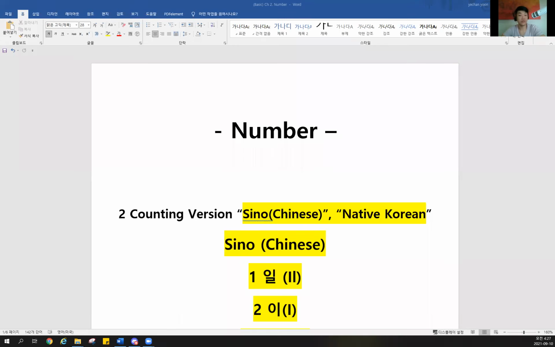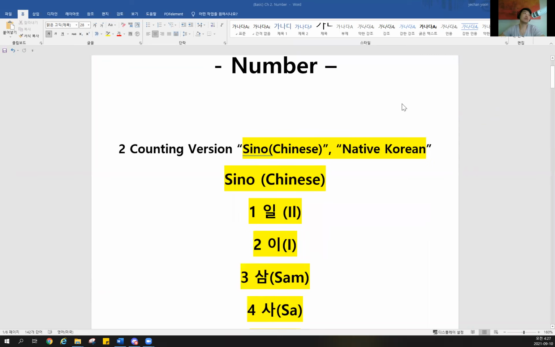Okay, then let's start. So numbers, how you can say. We have two different counting versions: Sino, which is based on the Chinese pronunciation, and native Korean. Sino is just based on the Chinese pronunciation, but with the Korean accent. The reason we have two different counting versions is that it depends on the situations. The counting version is going to be different, so we have to learn both of it.